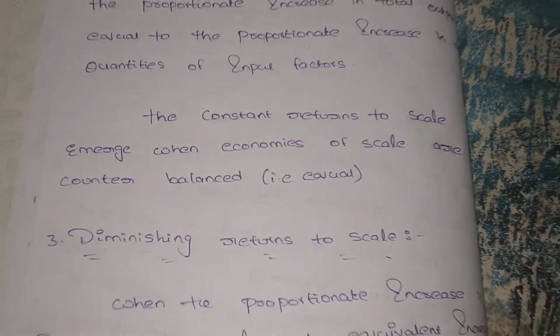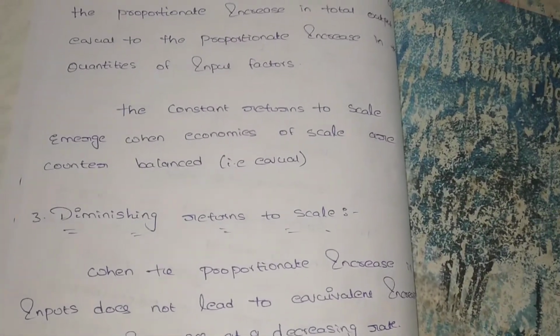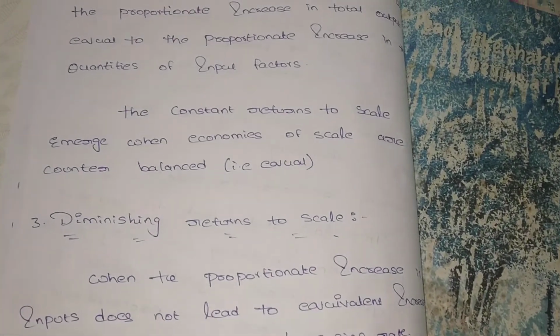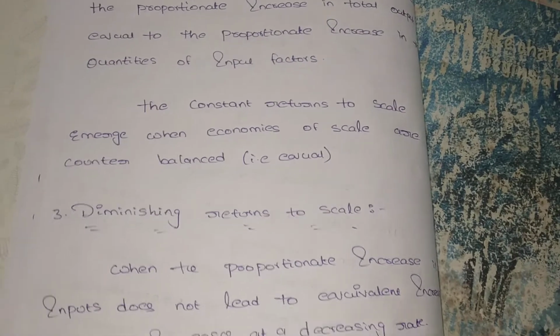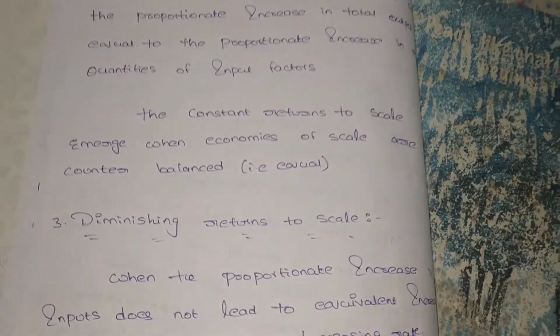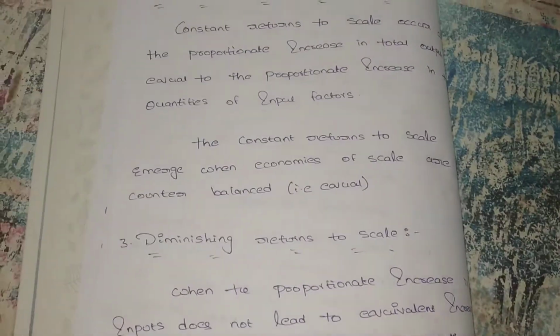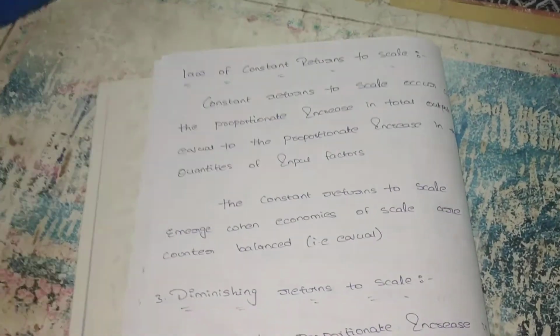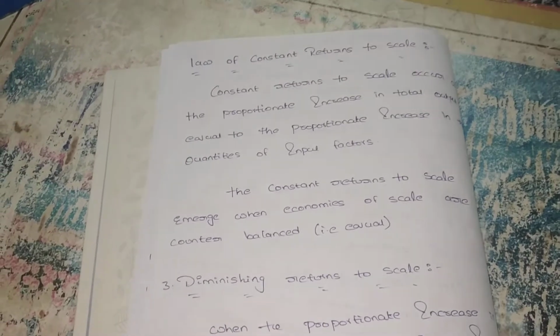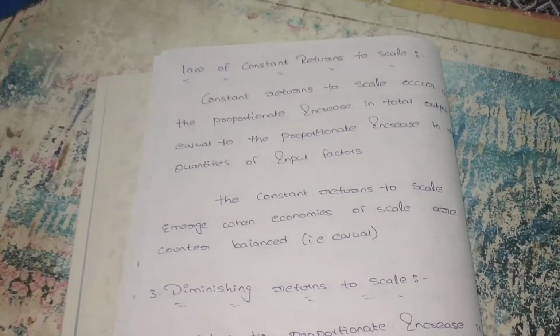The law of returns to scale explains how much proportionate increase in output we are achieving for increasing our inputs. So there are three types: increasing returns, decreasing returns, and constant returns. What is increasing returns? For example, if input is increased by 10%, then we are receiving 20% output, so more than the input. So we can say it is increasing returns to scale.